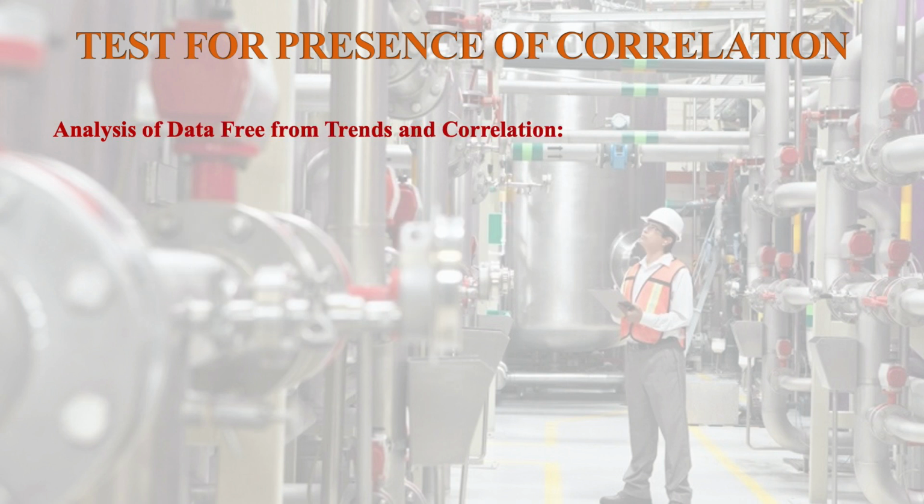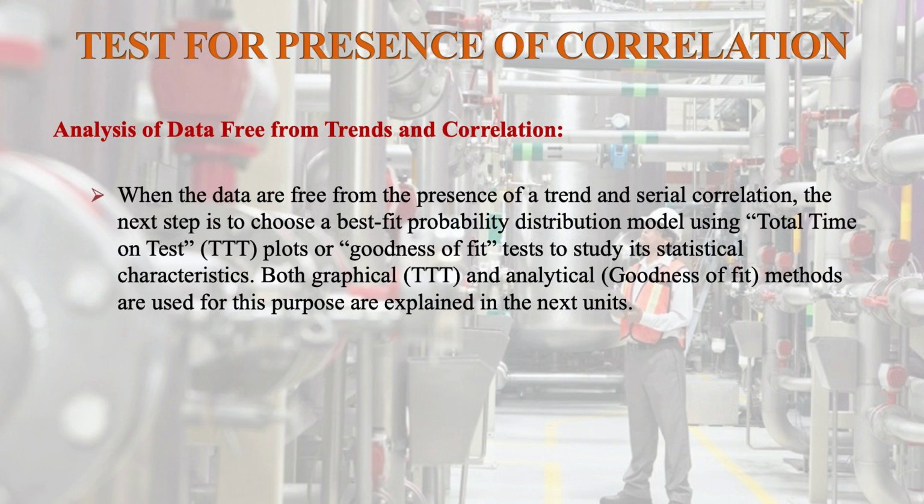So, analysis of data free from trends and correlation. When the data are free from the presence of a trend and serial correlation, the next step is to choose a best fit probability distribution model using total time on test TTT plots or goodness of fit tests to study its statistical characteristics. Both graphical and analytical goodness of fit methods are used for this purpose, as explained in the next units.